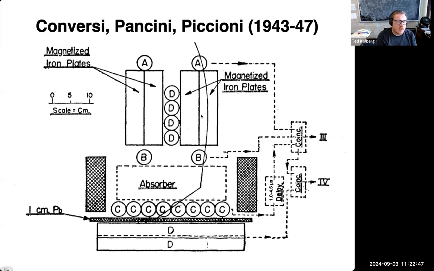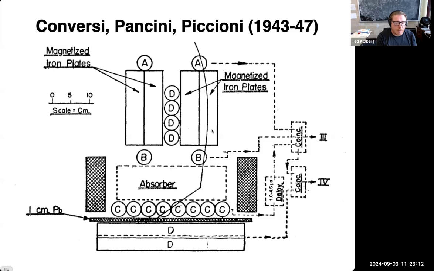So by reversing the polarity of these magnets, you can reverse the sign of the particles that tend to come through here. And you accomplish that by having the coincidence of A and B. So only particles of a certain combination of charge and momentum will have the right curvature moving through this magnet to fire A and B in coincidence. Then you have the absorber here.